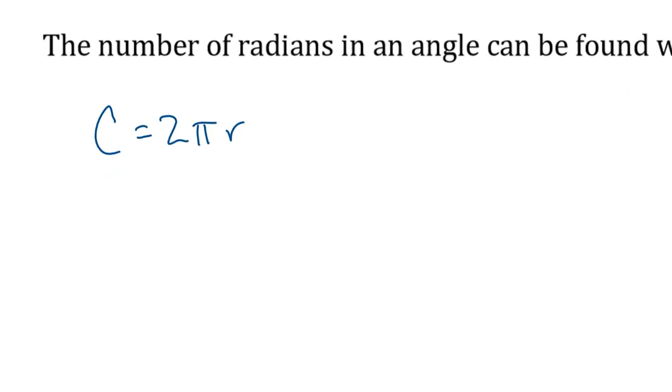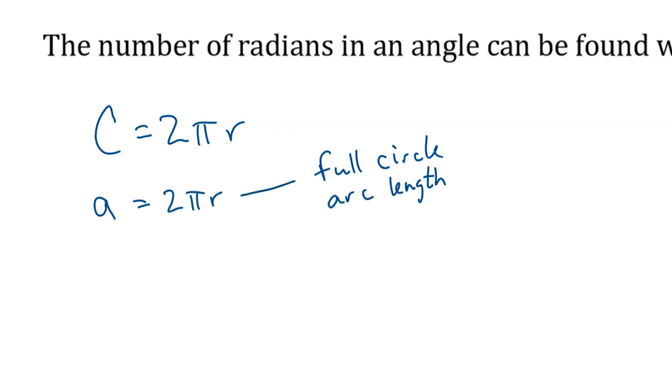If I want to explore the number of radians in a full circle, then I would make my arc length the entire circumference. So full circle, arc length. Now if I want to figure out the radians, I need to get the ratio of A to R, so I'm just going to divide both sides by R.